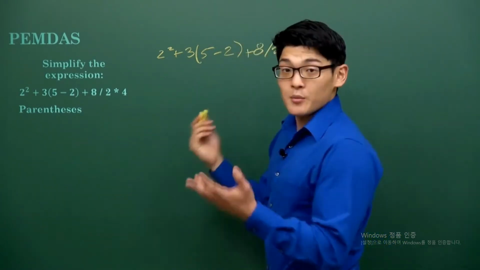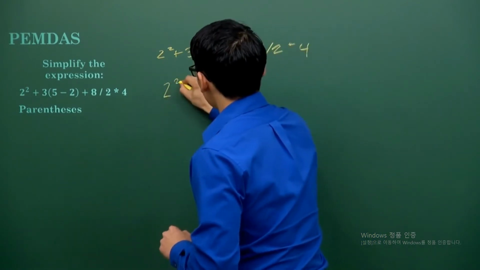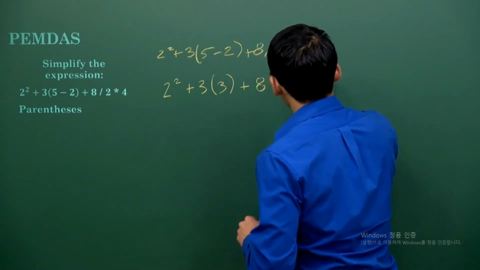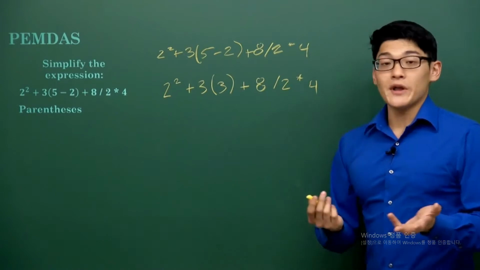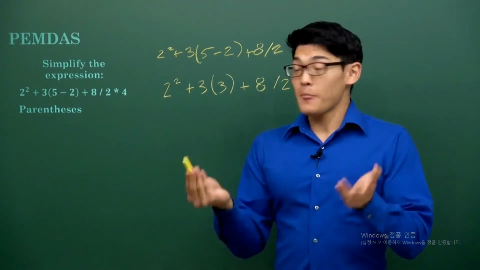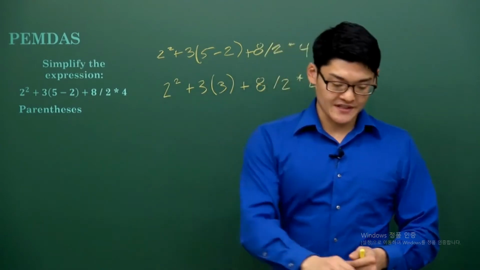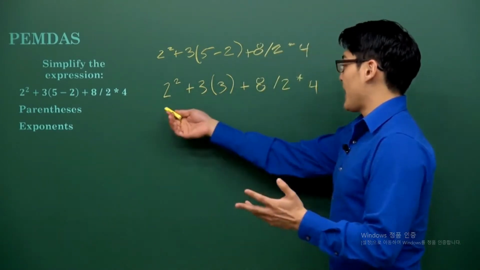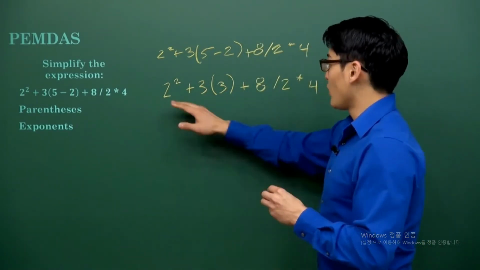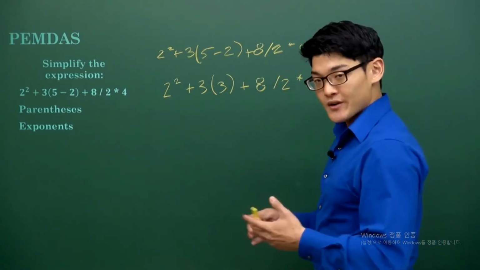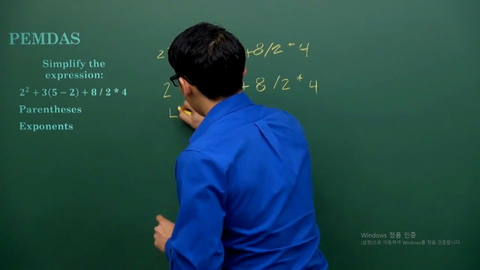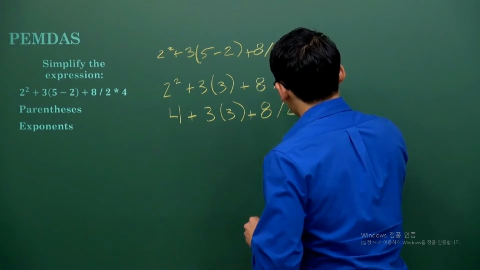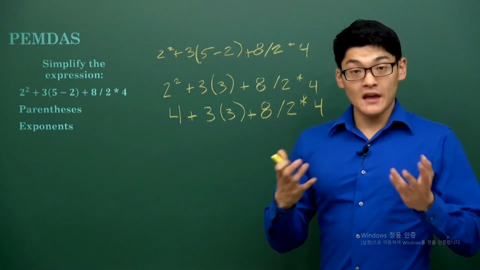Okay, so we have this, and we're going to do parentheses first. So we have 2 squared plus 3, and then 5 minus 2 is 3, plus 8 divided by 2 times 4. Great, so we have this right now. And then if you remember the second part, what the E stands for in this case, it's exponents. So if we're looking at the second line right here, you can see that the only exponent is this 2 squared. Well, 2 squared, or 2 times 2, is equivalent to 4. So we're going to go ahead and simplify that. Okay, and that was pretty easy.